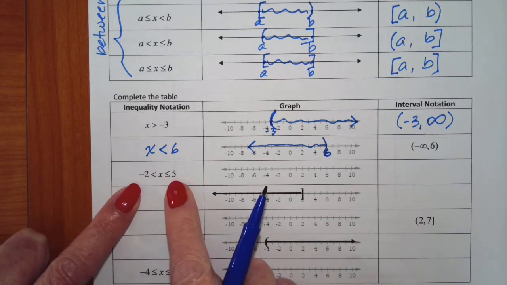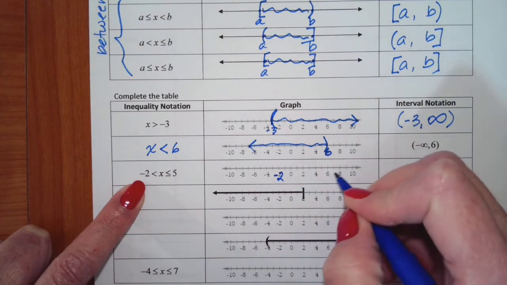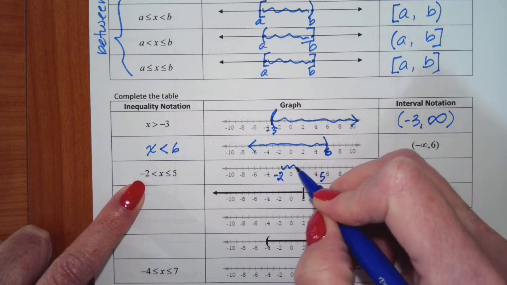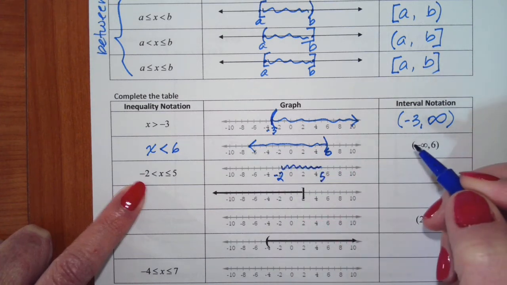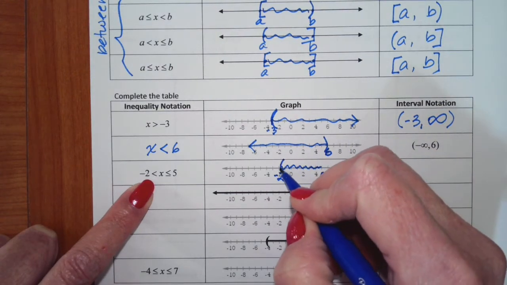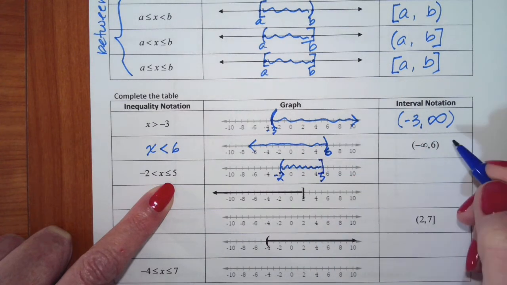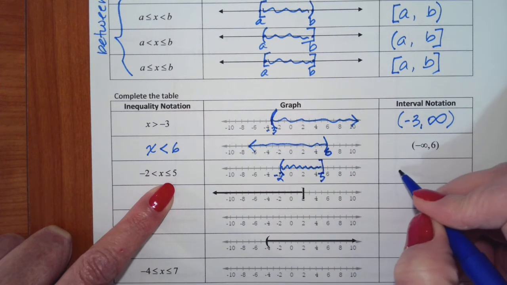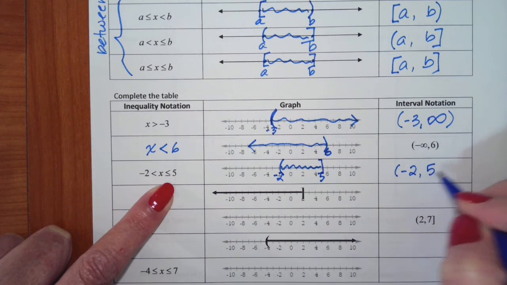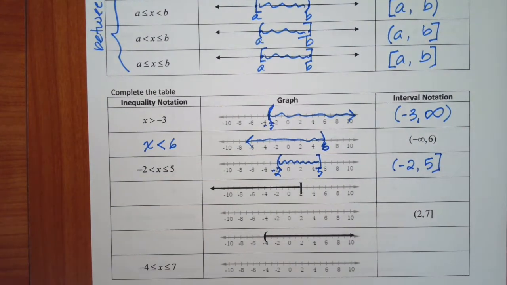Okay. Here this means I am between -2 and 5. So -2 and 5. It's everything in between here. It is not including the -2, so that is a parentheses. It is including the 5, so that is a bracket. So in interval notation, it goes from -2 to 5. Negative 2 has a parentheses, and 5 has a bracket.